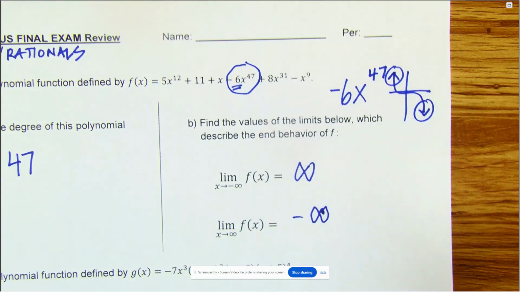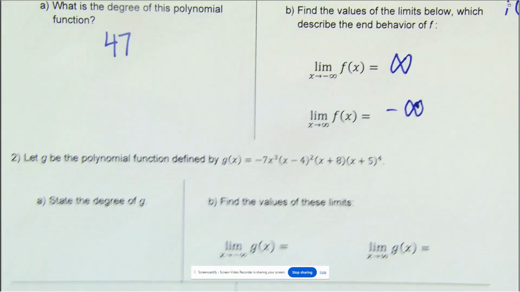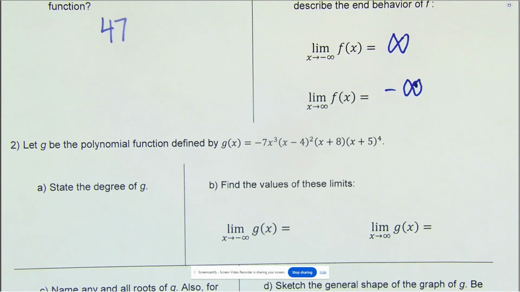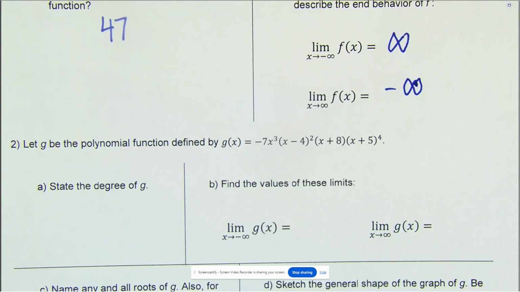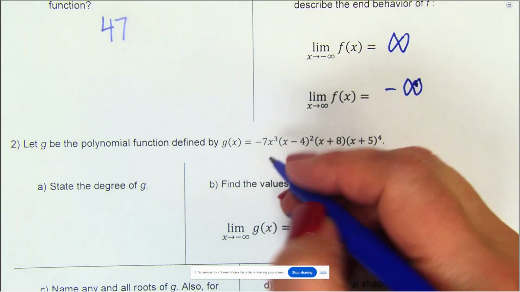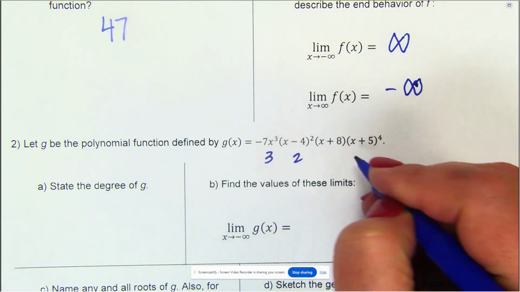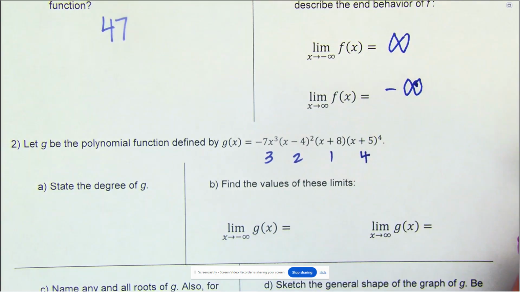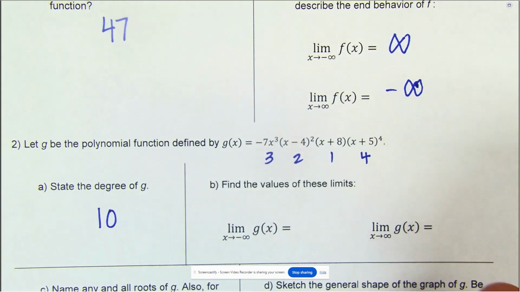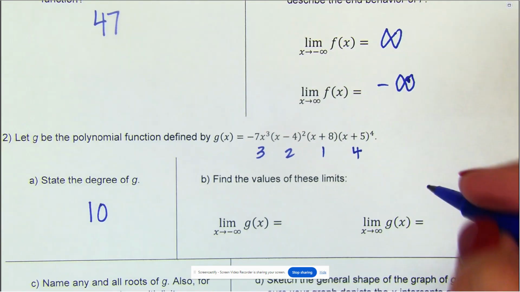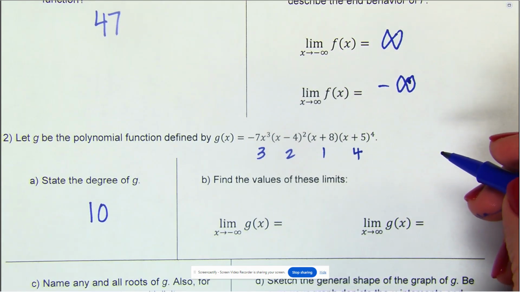Okay. All right. Now this function is in factored form. So to get the degree in factored form, you add up the degrees of each factor. So this one's 3, 4, 5, 6, and then 4 more, 10. That's an even. Even functions, the ends are going the same way. How do you know which way, up or down?